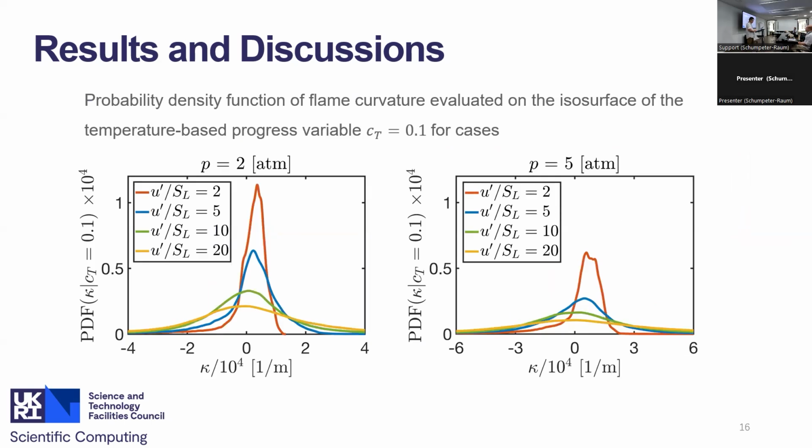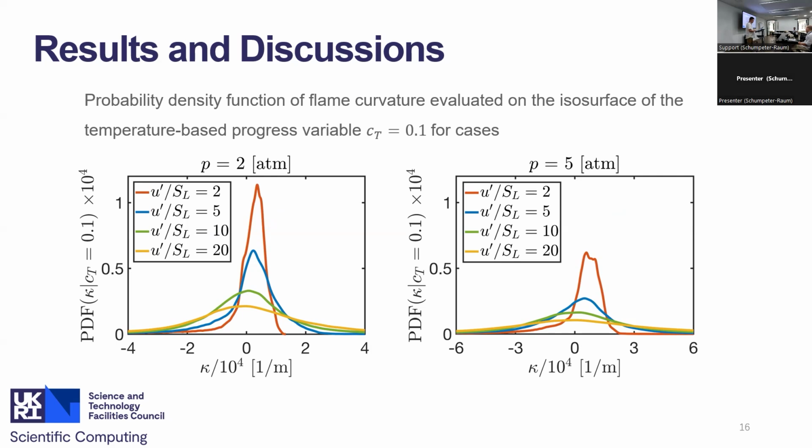Okay, so we do some quantitative analysis of the PDF, the probability density function, of flame curvature. The horizontal axis is the curvature, and the vertical is the PDF. In cases with the same pressure, the peak of the PDF is lower and shifts as the turbulence intensity increases. Basically, with stronger turbulence you get more curvature, which means, as we see, the flame front becomes more wrinkly.